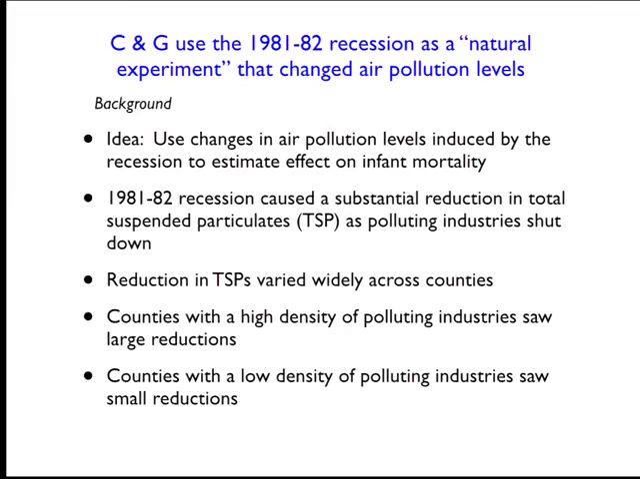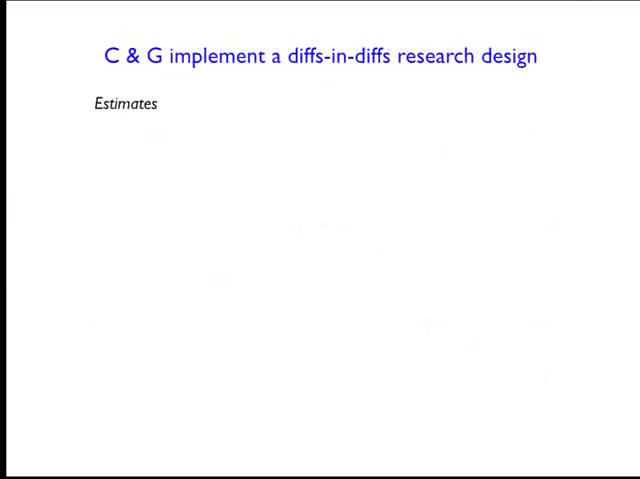So what they're going to do is essentially leverage that difference and look at the pre-recession density of polluting industries in your county, and use that as an indicator for your county being treated, your county's pollution level being treated during the recession. Then they look at control counties that don't have a whole lot of polluting industries, and use those as a control group that is potentially affected by the other factors that are changing due to the recession, but that don't see a substantial decline in total suspended particulates because there's not a lot of industry shut down there to begin with.